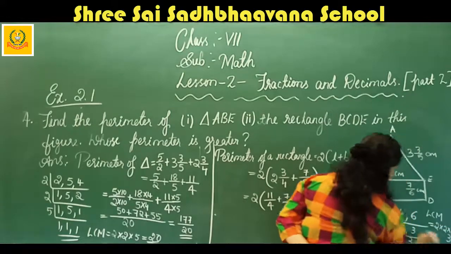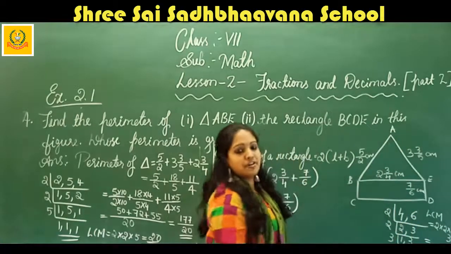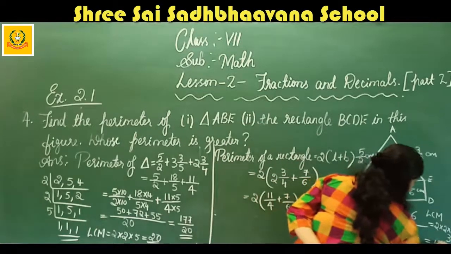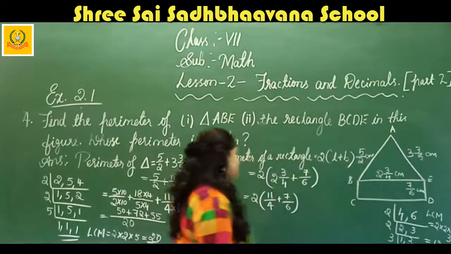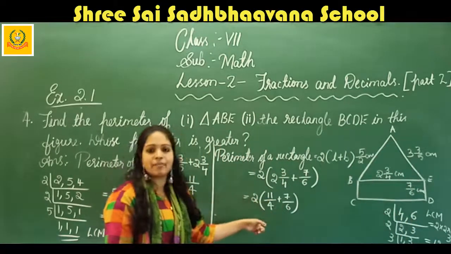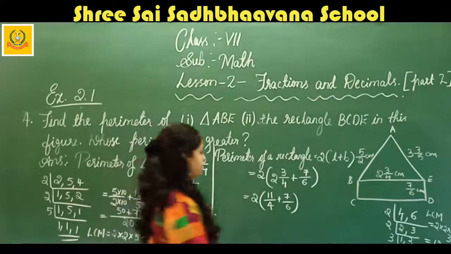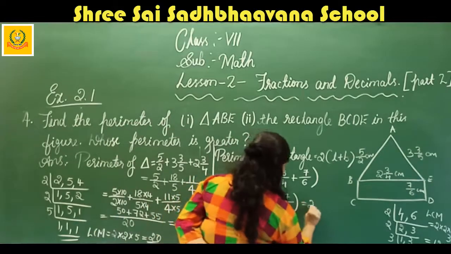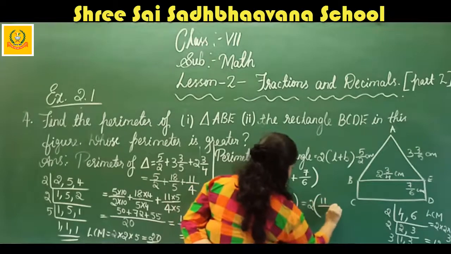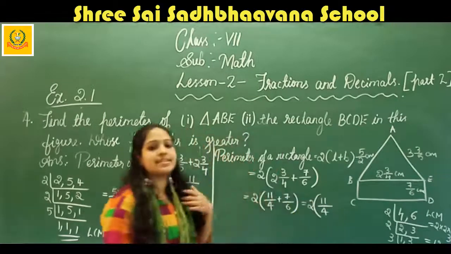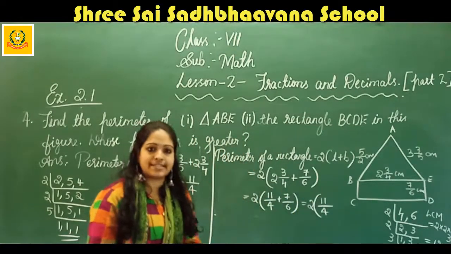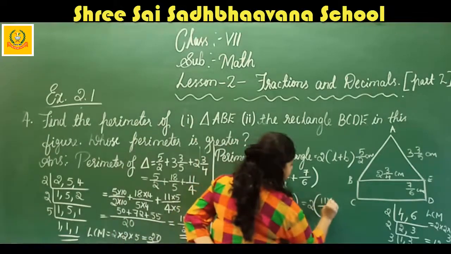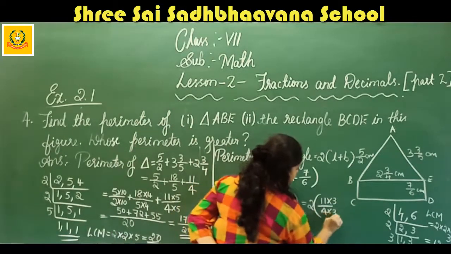2 into 2 into 3. Okay, 2 2's are 4, 4 3's are 12. 12 is the LCM. Now what do I have to do? I have to make both the denominators 12. Okay, yes. 4 how many are 12, children? 4 3's are 12. I have to multiply this by 3, and this also by 3.